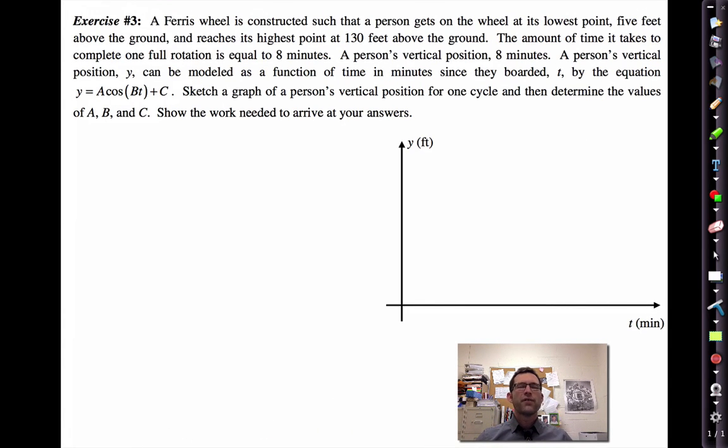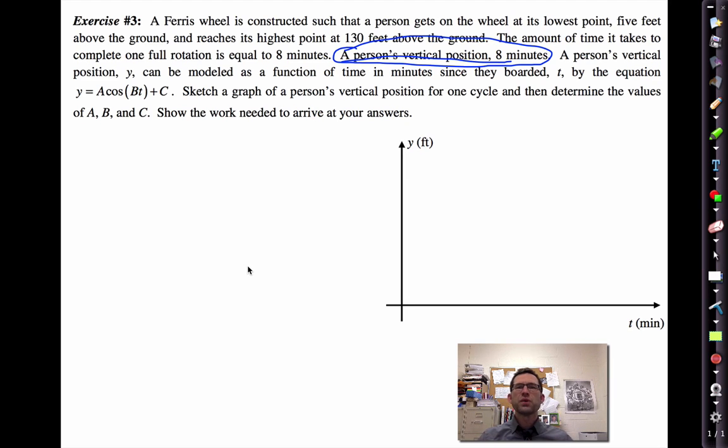Exercise 3. A Ferris wheel is constructed such that a person gets on the wheel at its lowest point, 5 feet above the ground, and reaches its highest point at 130 feet above the ground. The amount of time it takes to complete one full rotation is equal to 8 minutes. A person's vertical position, y, can be modeled as a function of time in minutes since they boarded, t, by the equation y equals a cosine bt plus c. Sketch a graph of the person's vertical position for one cycle, then determine the values of a, b, and c. Show the work needed to arrive at your answer.